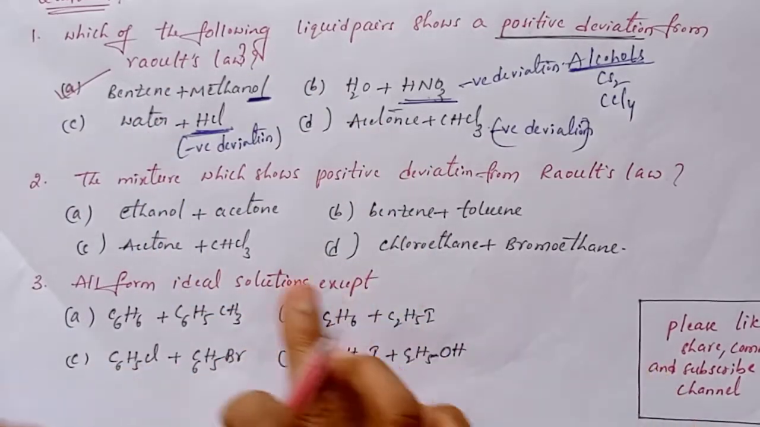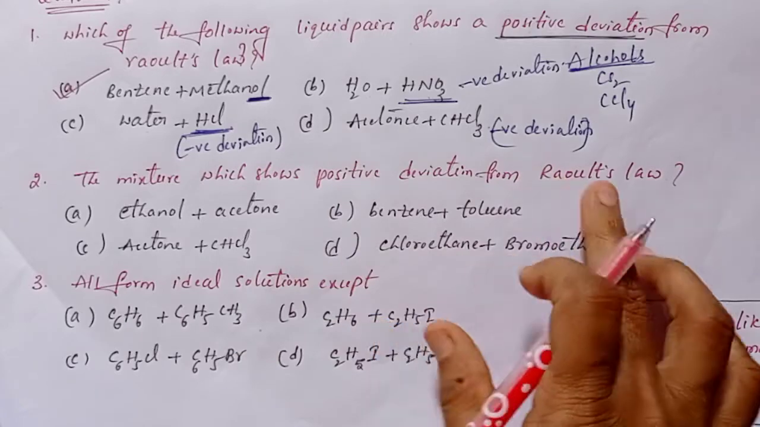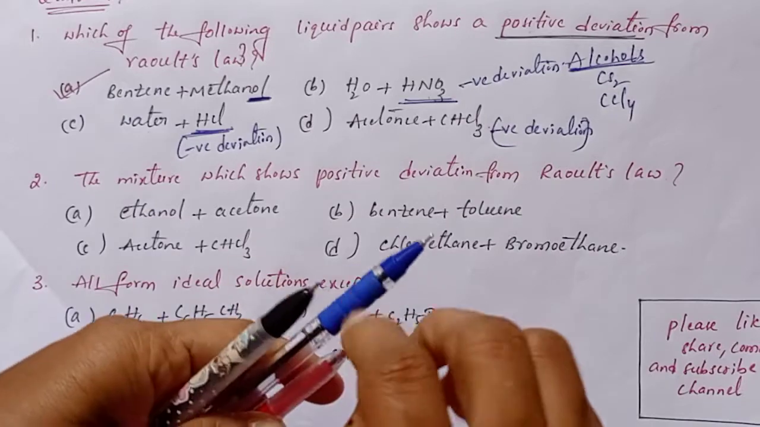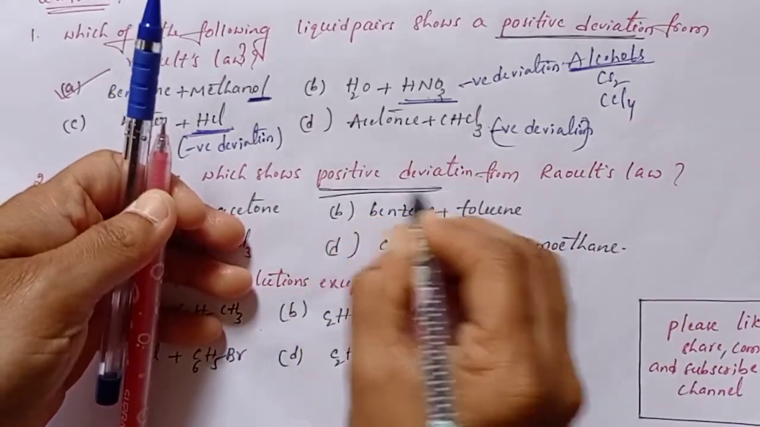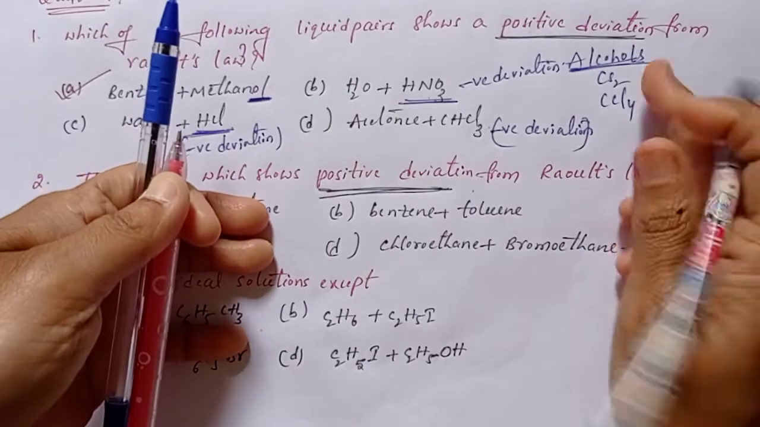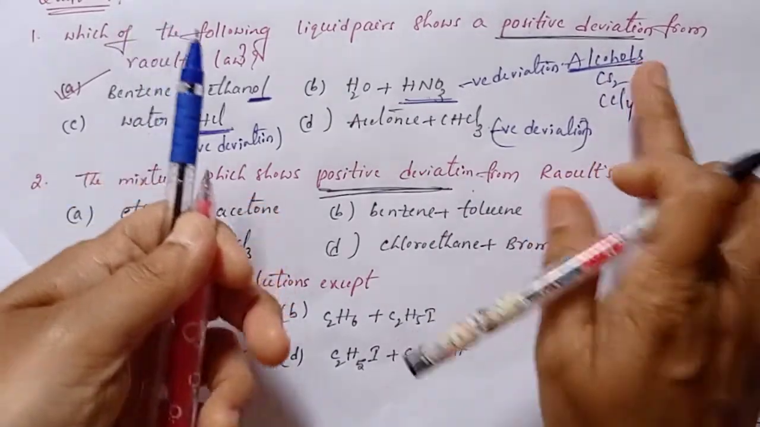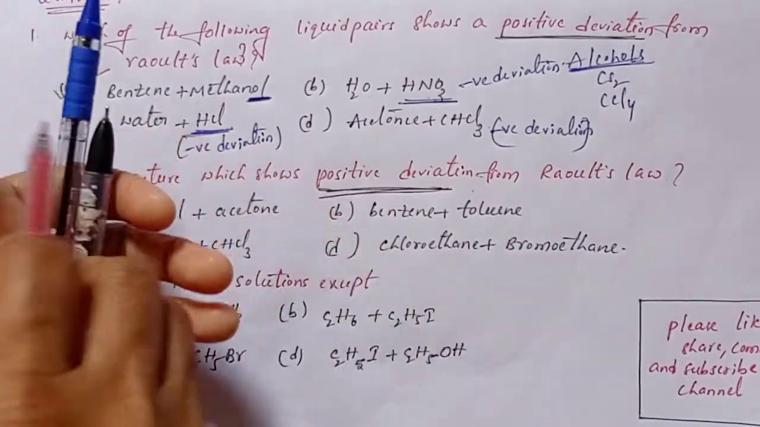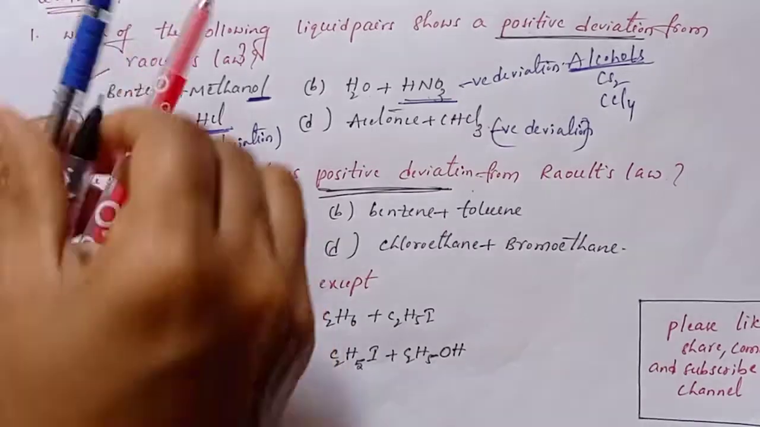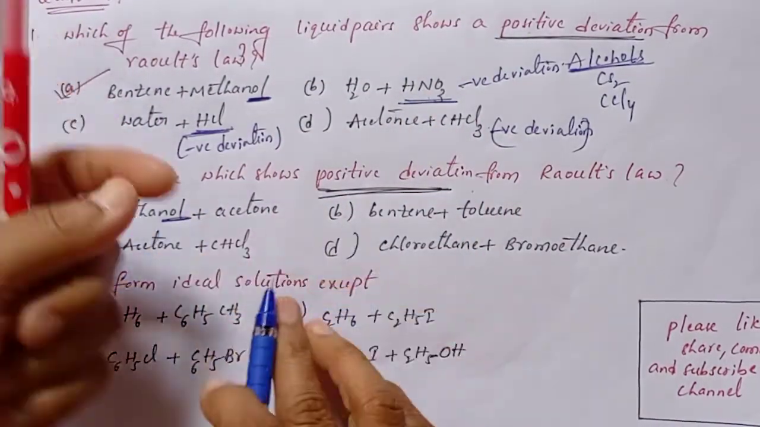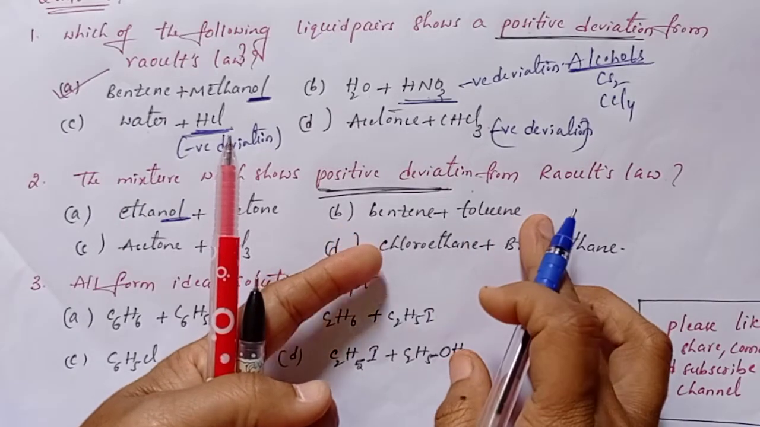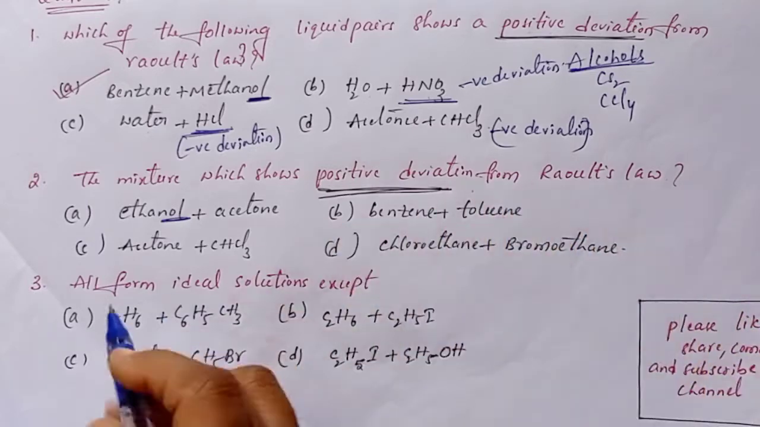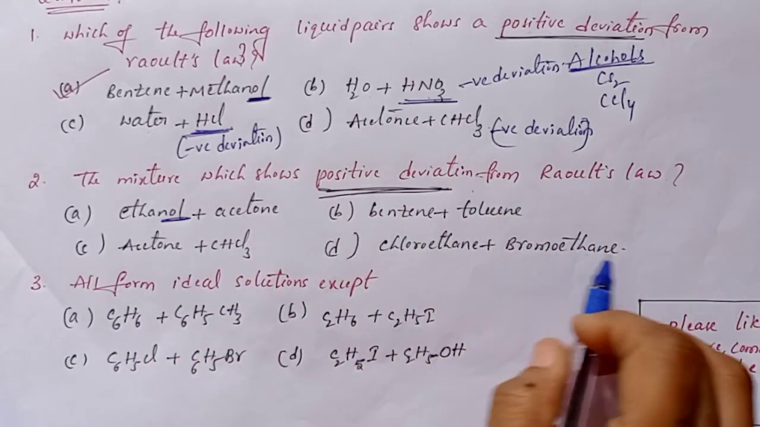Now coming to the second question, students: the mixture which shows positive deviation from Raoult's law. Positive deviation is mostly shown by alcohols, CS2 and CCl4. See here, ethanol and acetone. Here an alcoholic functional group is there. Next, benzene and toluene. And acetone and chloroform, chloroethane and bromoethane.